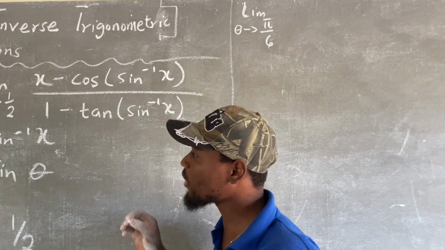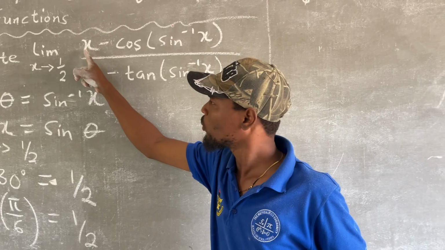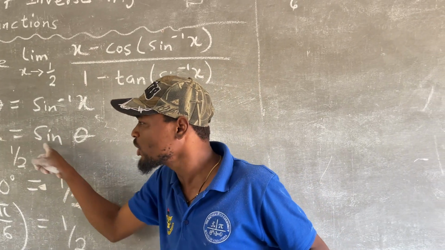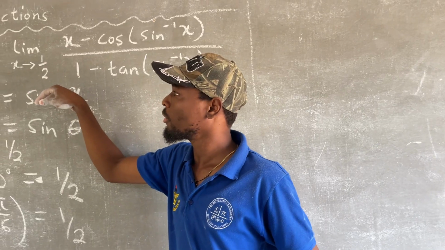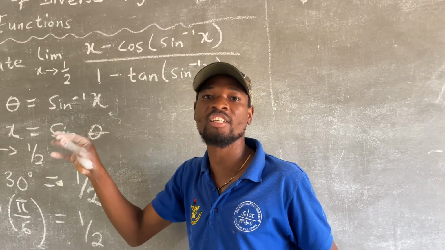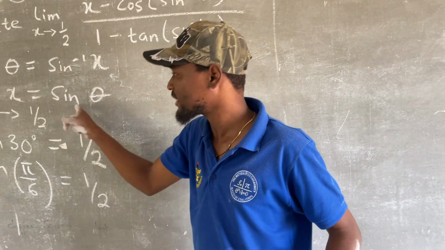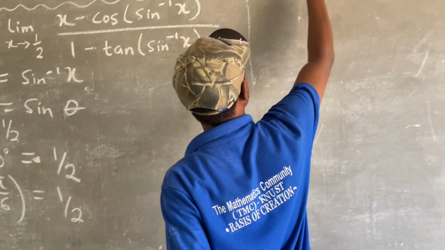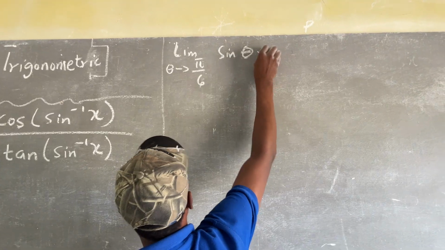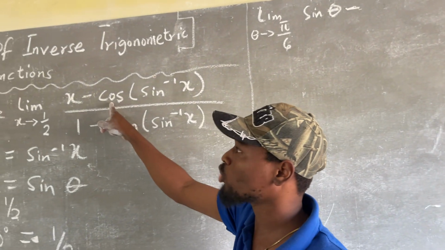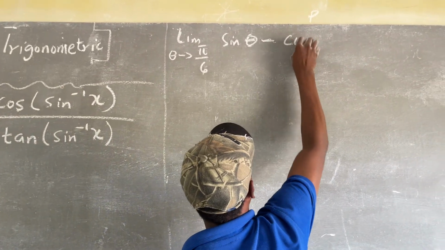Now viewers, what do I have here? X. But remember, we said x is equal to sine theta. So I'll not put x there. Remember, we want to transform this function into another thing, then we solve from there. So if I see x, I'll put sine theta there. So I have x, which is sine theta, then minus, now viewers, look, minus what do we have? Cos, right? So I'll write my cos over here.